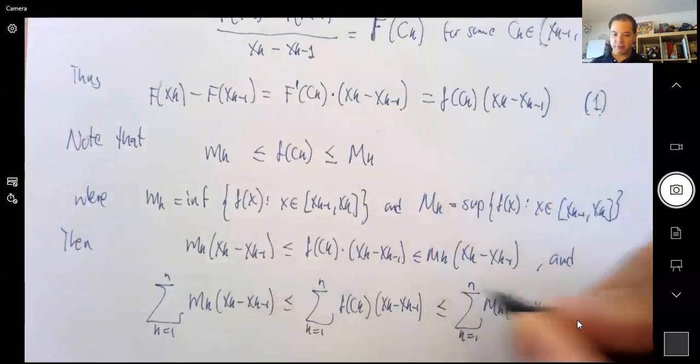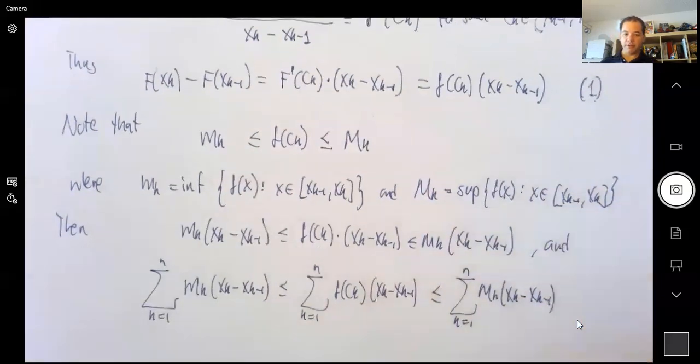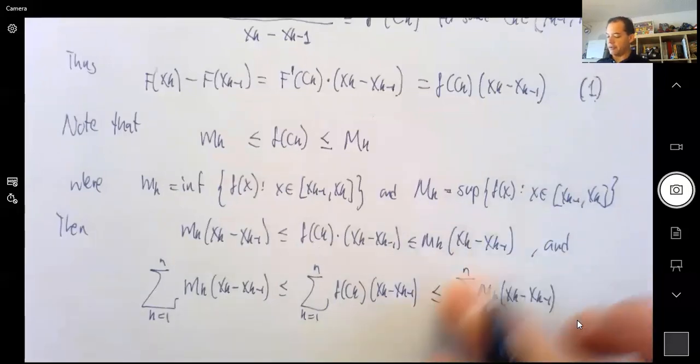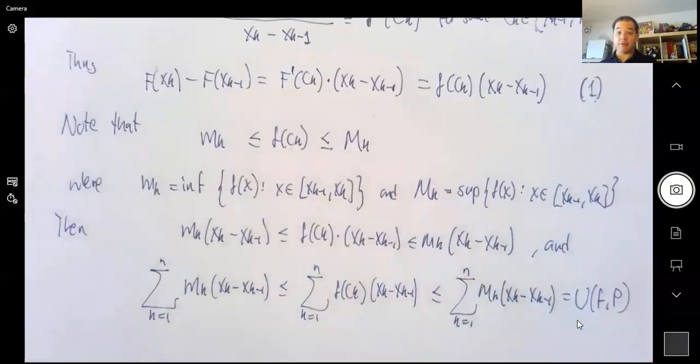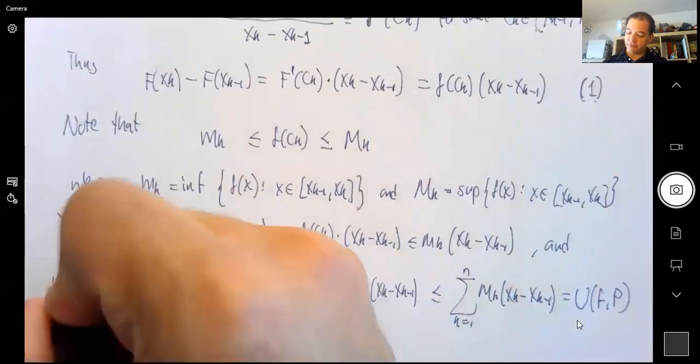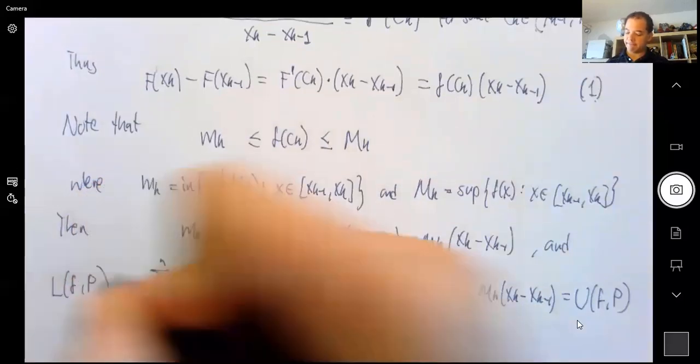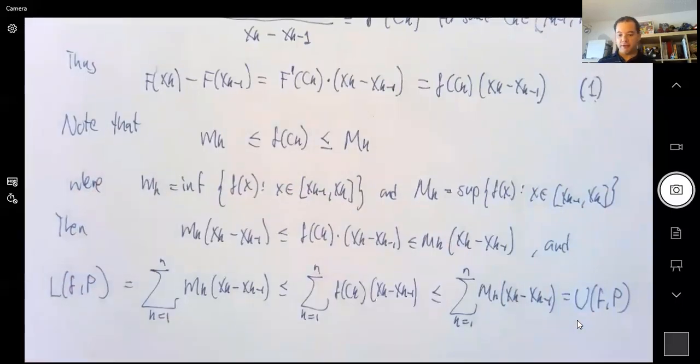And now here comes the beauty part. Well, what is this guy over here? This is precisely the definition of the upper sum, right? That's how you do the upper sum. You use the supremum in each with the partition P. And this is the definition of the lower sum, right? So this guy in the center is sandwiched between these two.